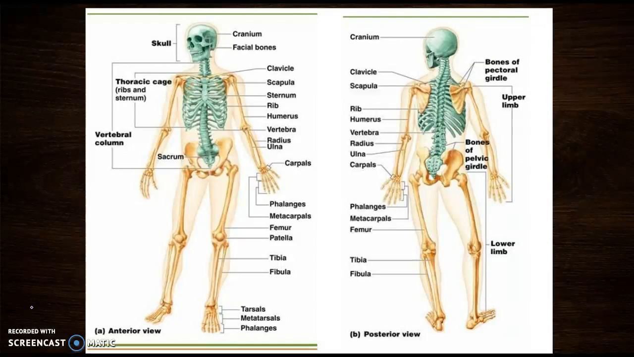So if we look here, this is outlining the difference between the axial and appendicular skeleton. What's in green is going to be considered the axial skeleton, and then what's the bone color is going to be your appendicular skeleton. So axial is going to be skull, vertebral column, and thoracic cage, and then the appendicular is going to be your girdles and the bones of your limbs.